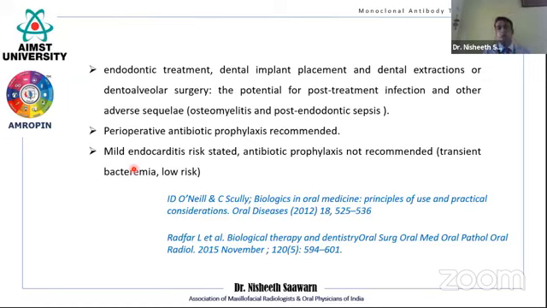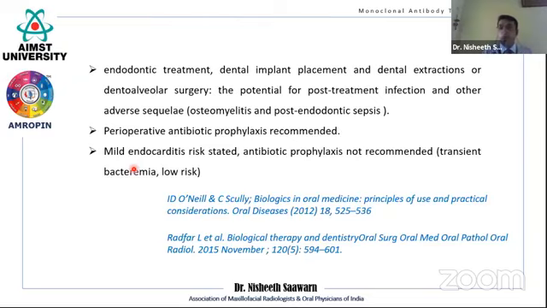Now come to the bacterial endocarditis risk. A mild risk is stated, but antibiotic prophylaxis is not recommended. The guidelines say that there is no increased risk of endocarditis in patients who are immunocompromised, meaning the immune status is not determinant for antibiotic prophylaxis. As the bacteremia during dental treatment is transient, the risk is less, so it is not recommended.